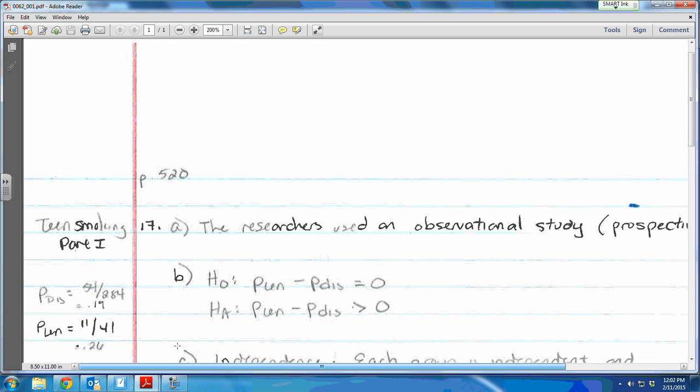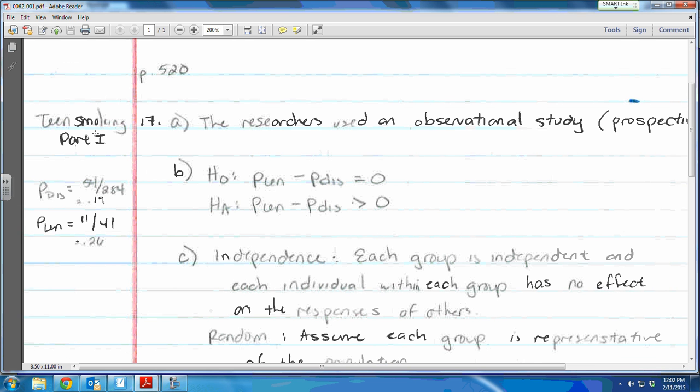So if you look over here to the side, see this? That's me finding the proportion, right? So the proportion of kids with disapproving parents is 19%. And the proportion of kids with lenient parents is 26%. So again, since I like positives, I did lenient minus disapproving. You don't have to do it that way. Okay?